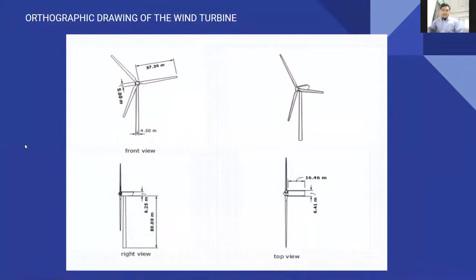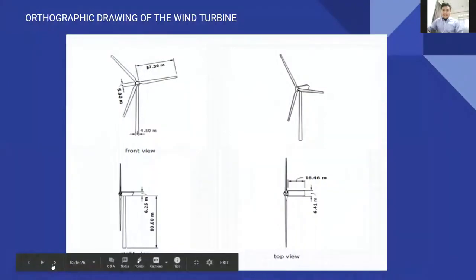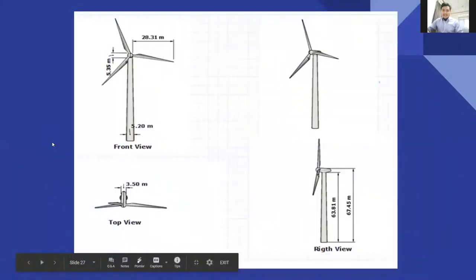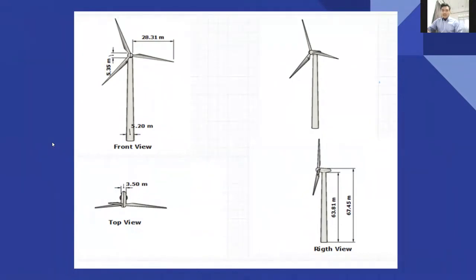This is the orthographic drawing for the common wind turbine, where you can see the measurements. Next, this is for the new prototype of the wind turbine.